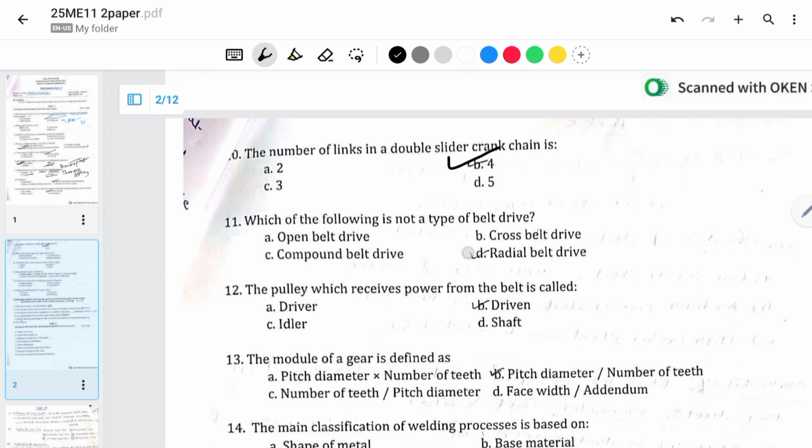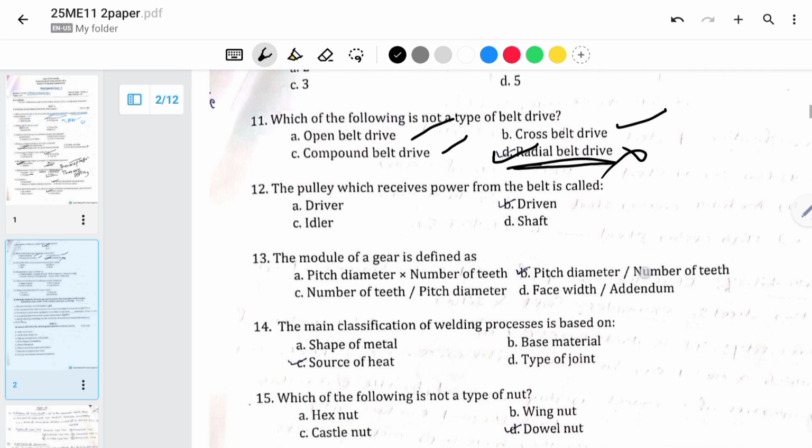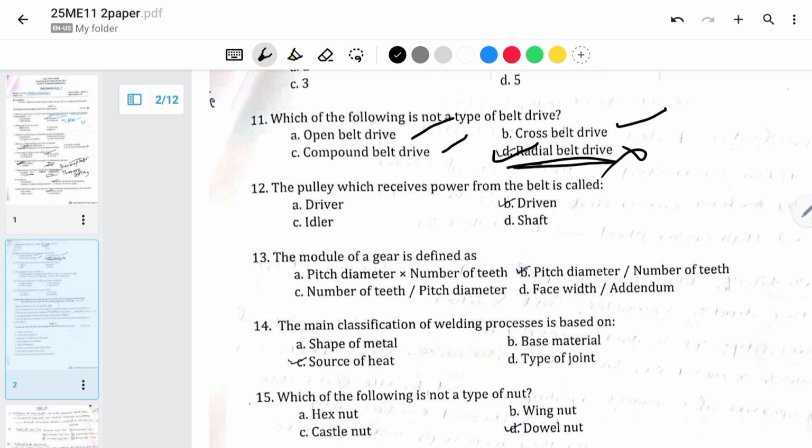Which of the following is not a type of belt drive? Open belt drive, compound belt drive, and cross belt drive are types of belt drive. Radial is not a type of belt drive. So the correct answer is radial, because they have asked which is not.